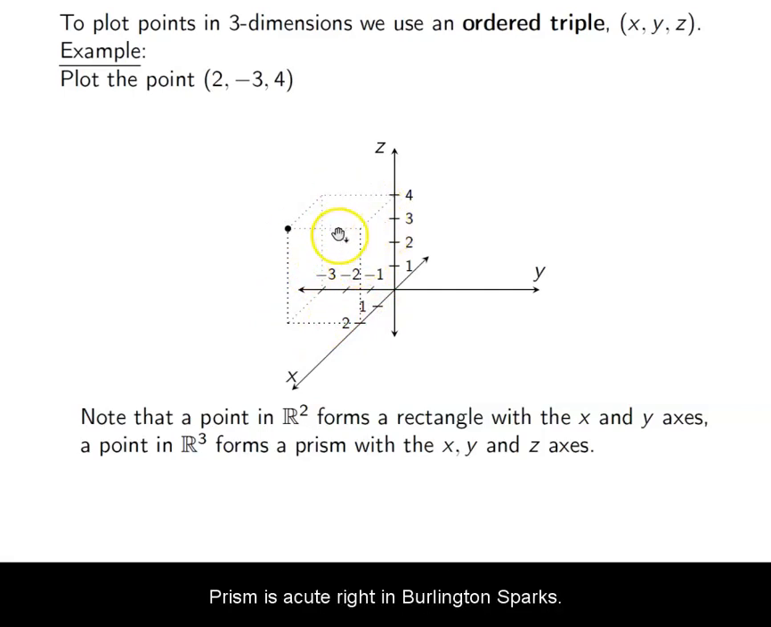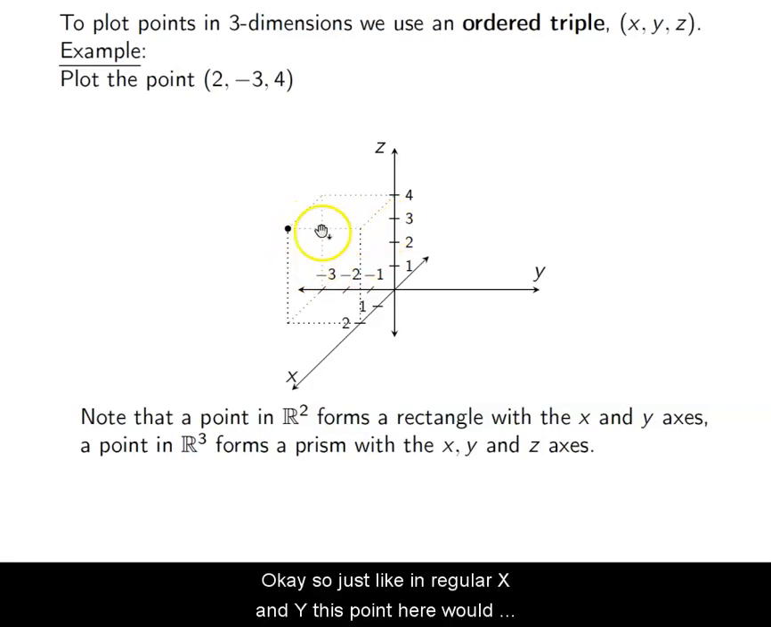Right? For all intents and purposes. Okay, so just like in regular x and y, this point here would create a rectangle for us. In the three-dimensional system, it is a prism. So we have (2, -3, 4).